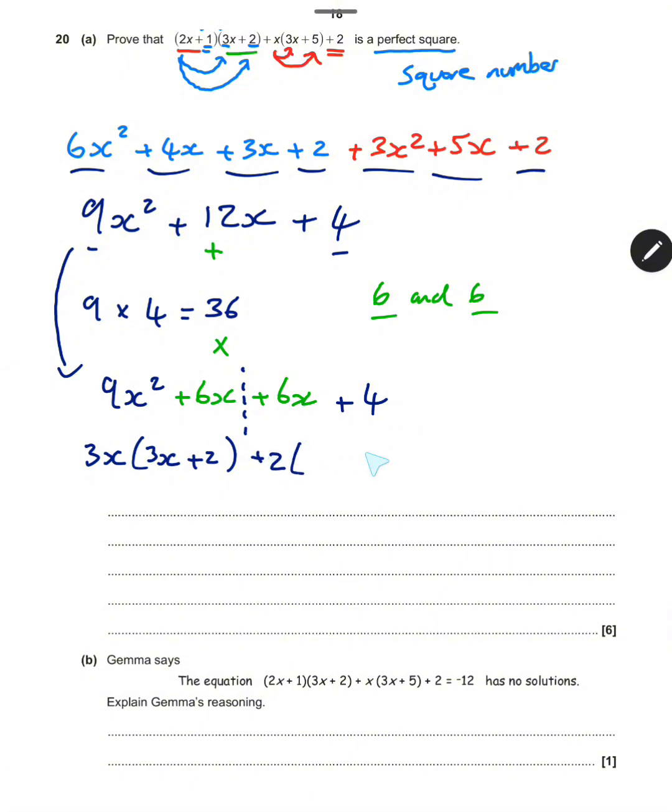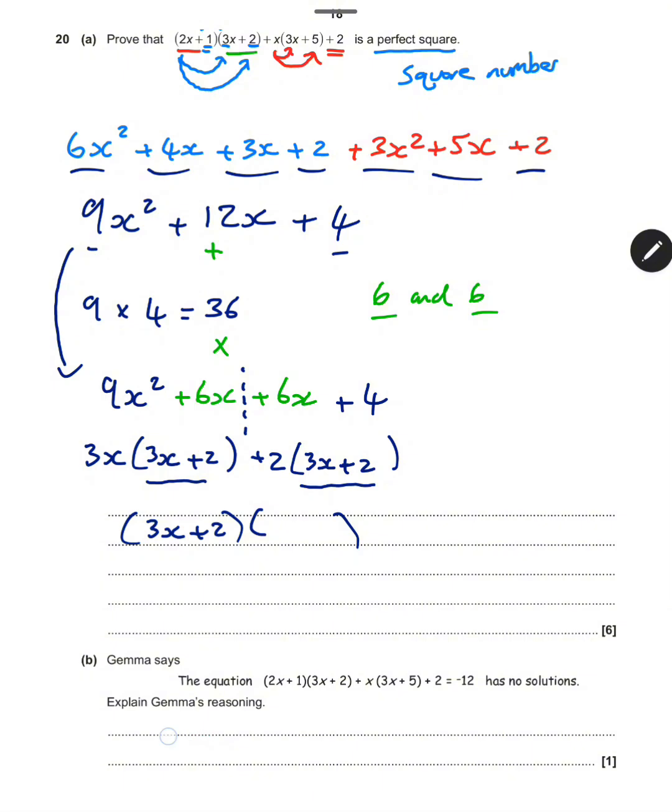Common factor of 6 and 4 is 2. Open up some brackets. 2 times something is 6x. 2 times 3x is 6x. 2 times something is 4. 2 times 2 is 4. We'll see I've got matching brackets. So that is my first bracket of this factorisation.